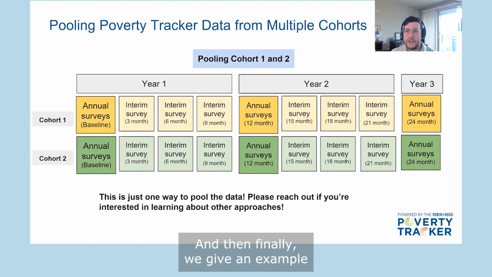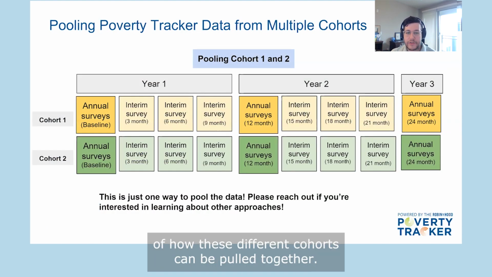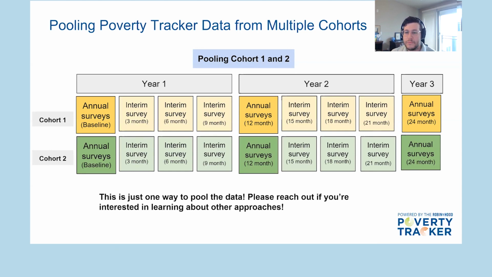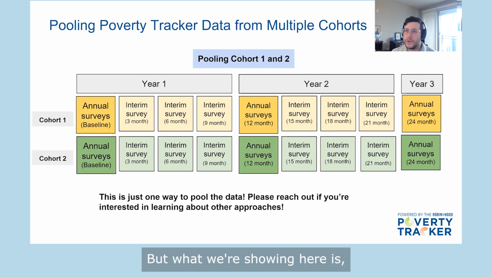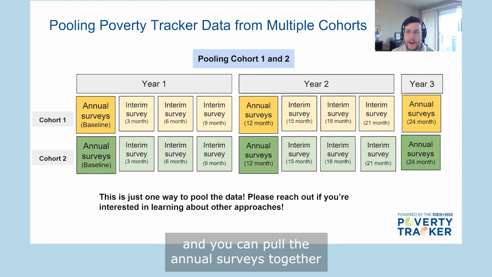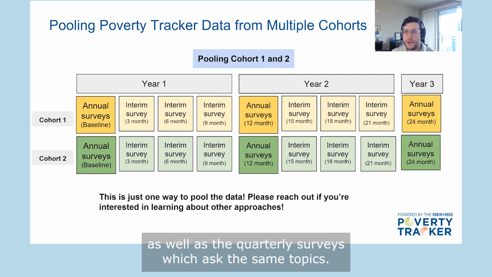And then finally, we wanted to just give an example of how these different cohorts can be pulled together. This is one simple example of how the different cohorts can be pooled. What we're showing here is, for example, if you take cohort 1 and cohort 2, they both have the first 2 years of data, and you can pool the annual surveys together as well as the quarterly surveys, which ask the same topics.